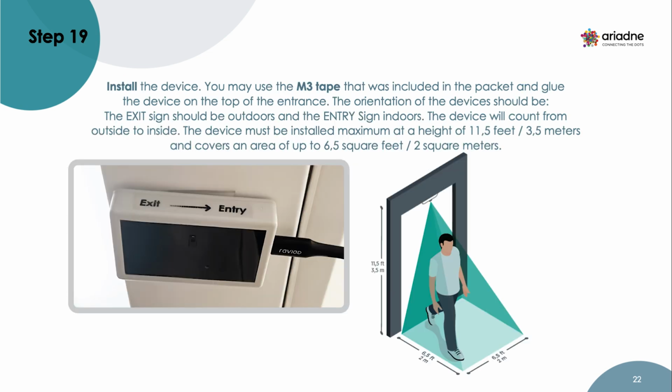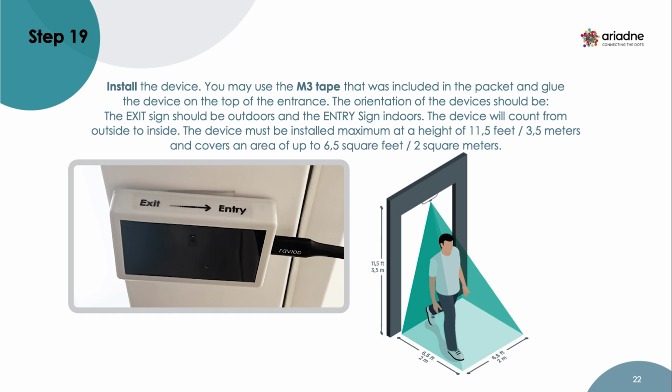Step 19. Install the device. You may use the M3 tape that was included in the packet and glue the device on the top of the entrance. The exit sign should face outdoors, and the entry sign should face indoors. The device will count from outside to inside.